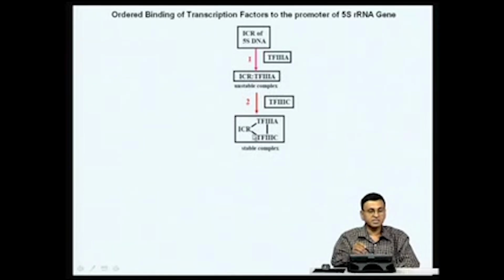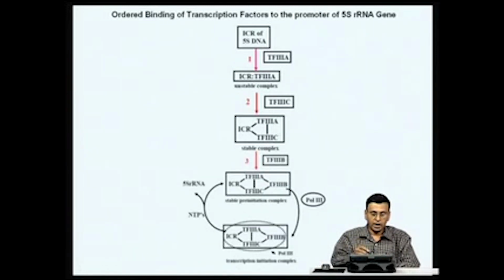This DNA-protein complex is stabilized by the joining of TF3C. So, you get a very stable DNA-protein complex involving the internal control region, TF3A and TF3C, and once this stable complex is formed, TF3B is recruited and you get a very stable pre-initiation complex. Then Pol III is recruited, and in the presence of nucleotides it makes the 5S ribosomal RNA, transcription termination takes place, and then the cycle continues. So, TF3A is recruited first, TF3C next, followed by TF3B and RNA polymerase, and all of them assemble together to synthesize the Pol III transcription unit.